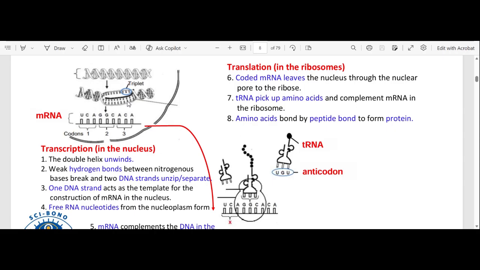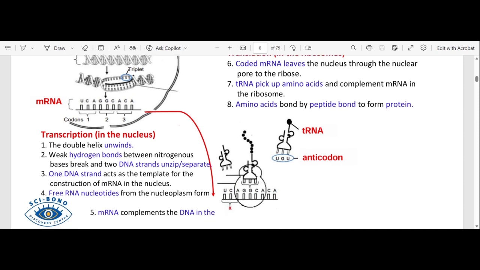It takes place where? In the nucleus. It takes place in the nucleus. Does that make sense? It does not take place anywhere else but the nucleus. Okay, so let's go to the first process of protein synthesis.